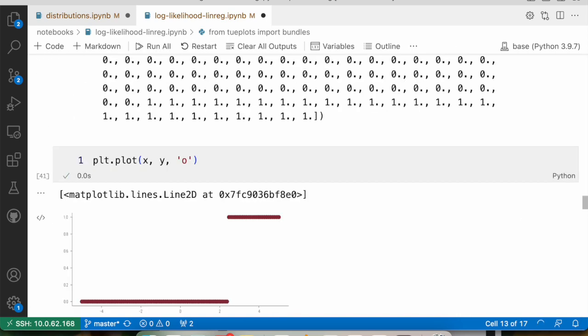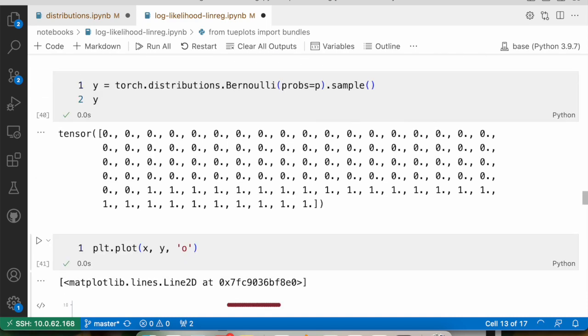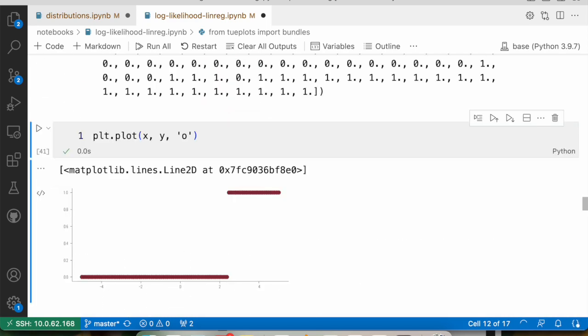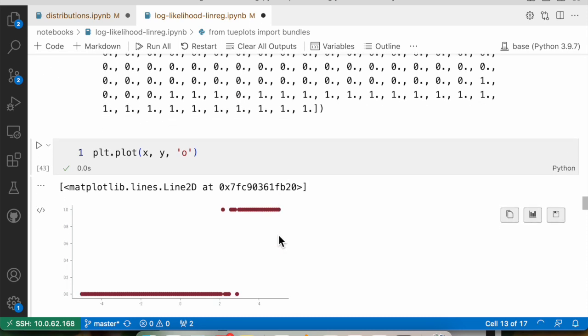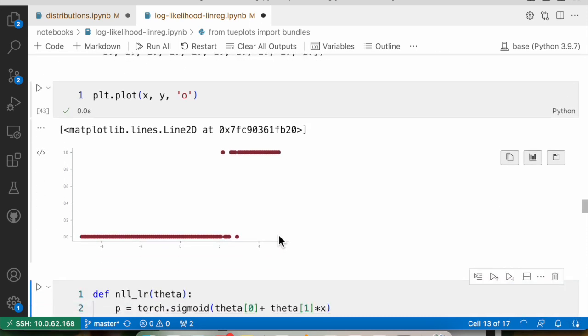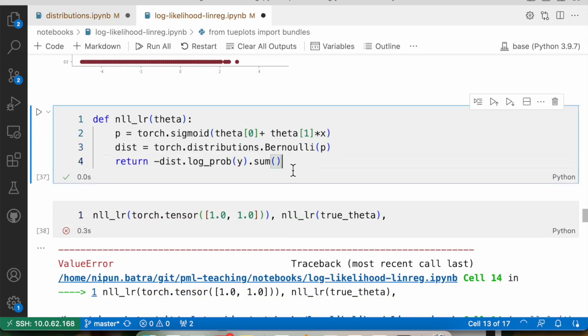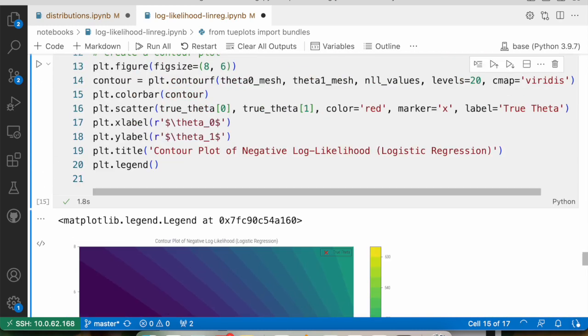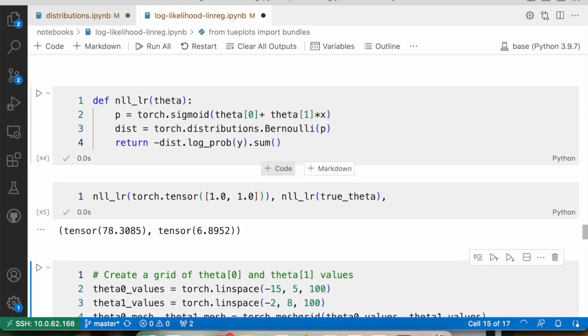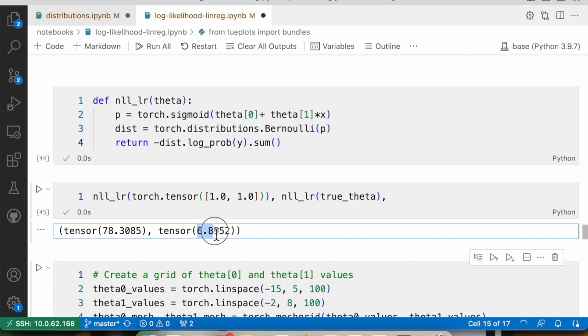So this time I got samples where none of them were on the other side. But maybe if I do this again, this time I get some samples which are slightly noisy. I run the negative log likelihood function for some theta. For the true theta, my loss, my objective, is much lower than if I pick any random theta, which is something you should always do as a sanity check.